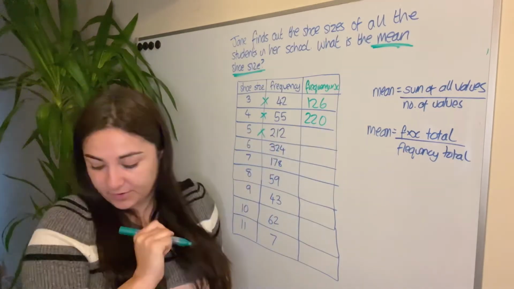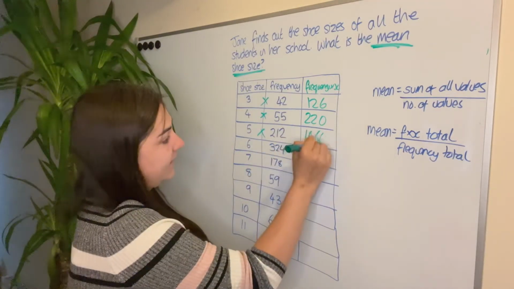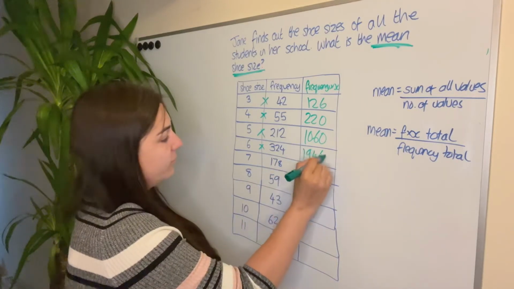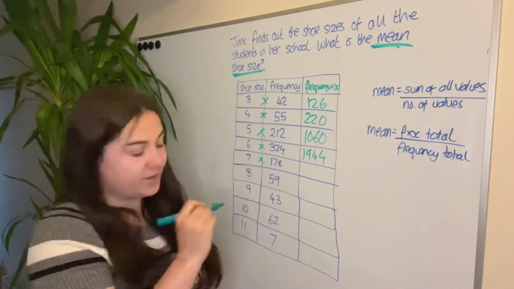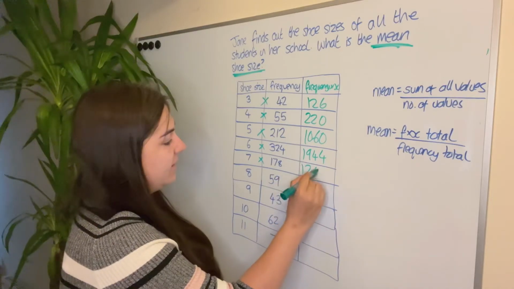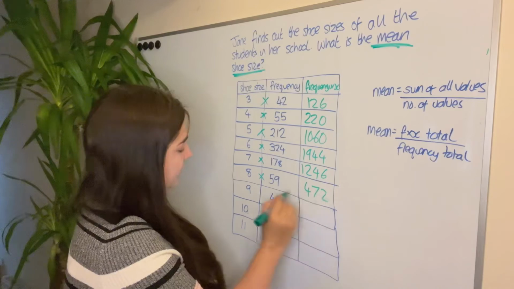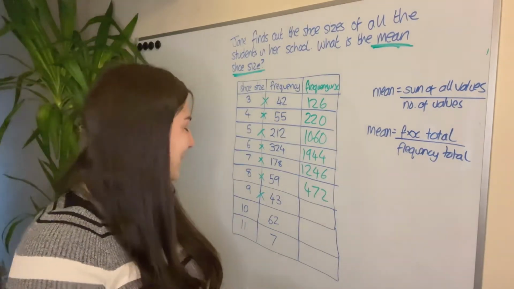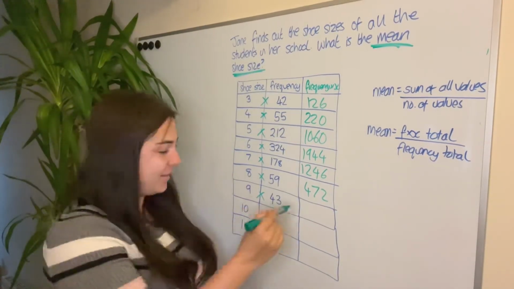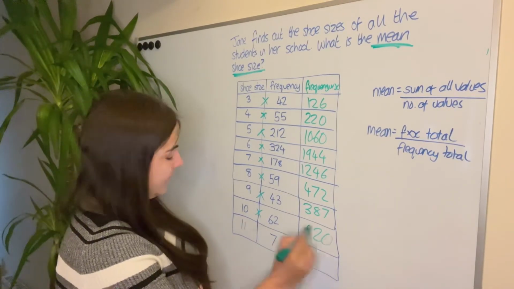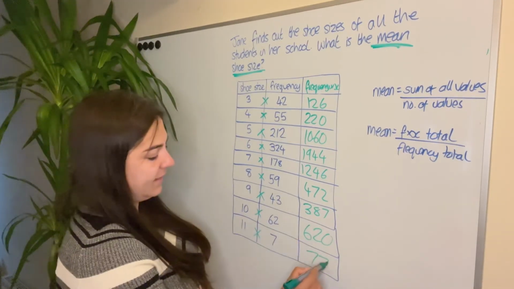4 times 55, 220, 5 times 212, 1060, 6 times 324, 1944, 7 times 178, 1246, 8 times 59, 472. So 9 times 43 would be 387, 10 times 62 is 620, and 11 times 7 is 77.